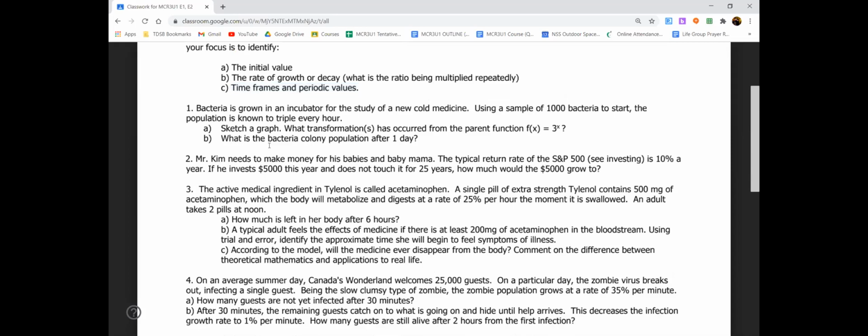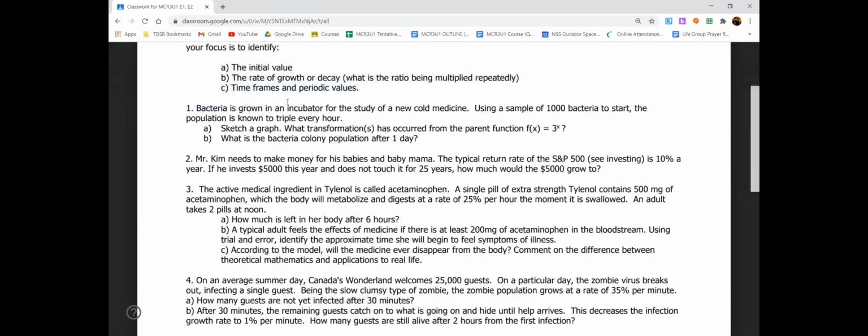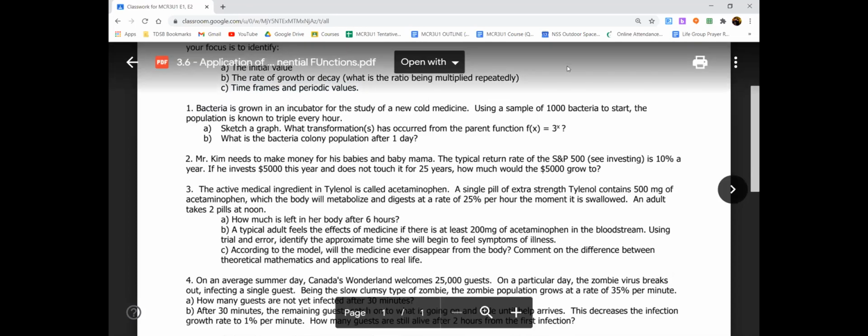Right, let's start. Bacteria is grown in an incubator for the study of a new cold medicine. This coming straight out of my life when I decided I didn't want to go into research. I spent an entire summer raising and then killing and harvesting the organs of 60 lab rats. And when you spend an entire summer growing and killing rats, you decide you don't want to do research anymore. Okay? And then I moved on to bacteria, and I didn't want to do bacteria either.